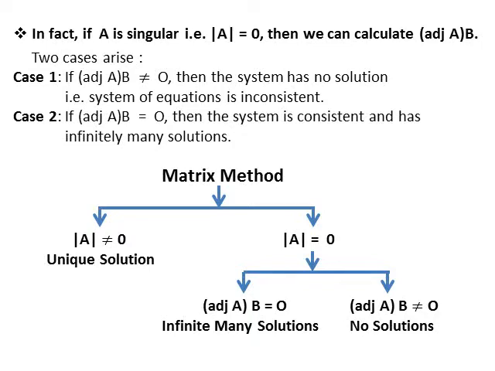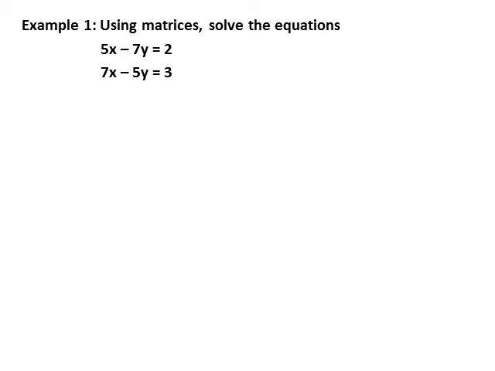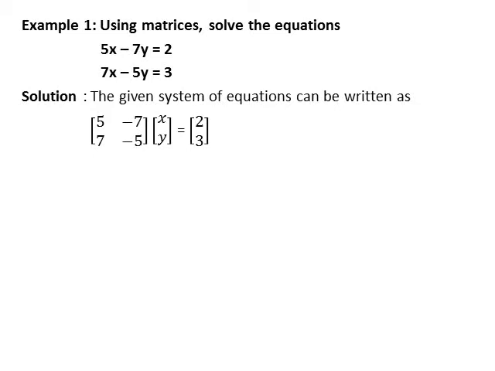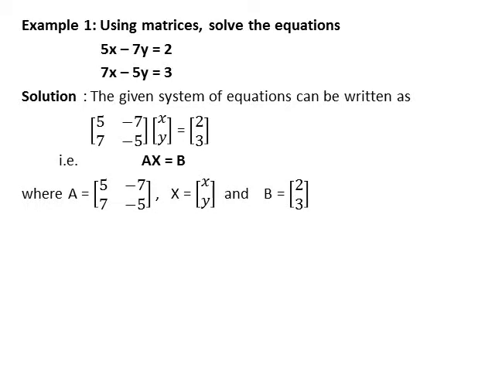Let's discuss some questions. In this question, we have two equations with two variables x and y. We have to solve these equations using matrices. In first step, write the given system of equations in matrix form as shown, denoted by AX equals to B, where A is coefficient matrix of order 2 by 2, in which coefficients of variables x and y are written column wise. X is a column matrix of order 2 by 1, in which elements are variables x and y. B is a column matrix of order 2 by 1, in which elements are constants of the given equations, that is 2 and 3.